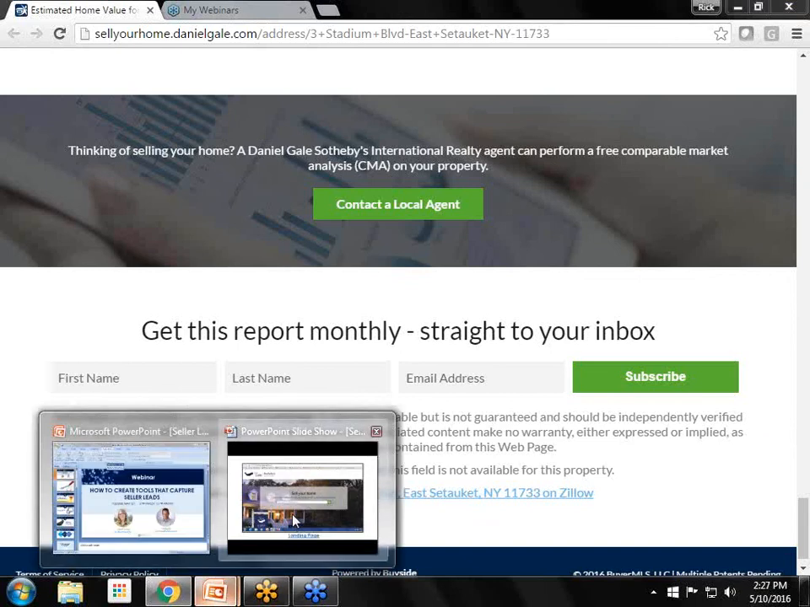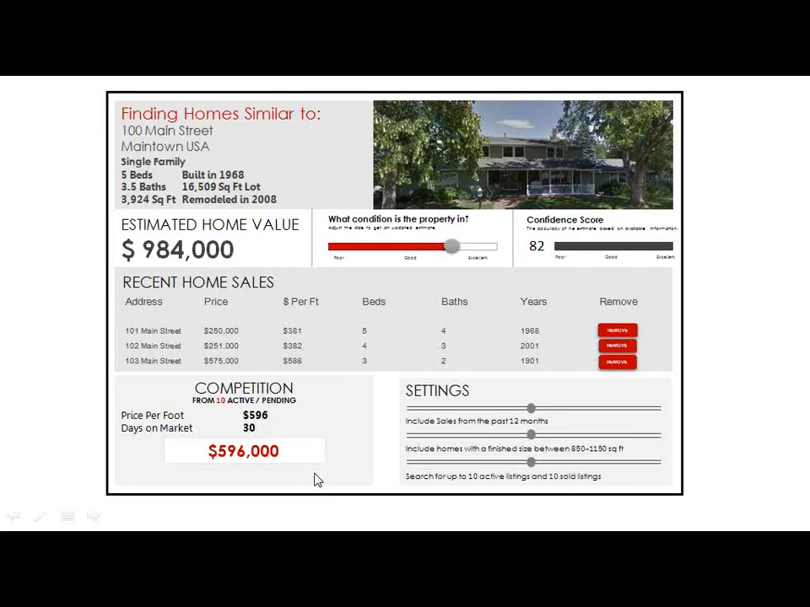And the final example is taking it a step further. And this is an online interactive tool. The idea here is the consumer would enter in their home or a property of interest. They would see what that home is worth on the current market, and then they would also have the ability to make some adjustments to some of the variables.